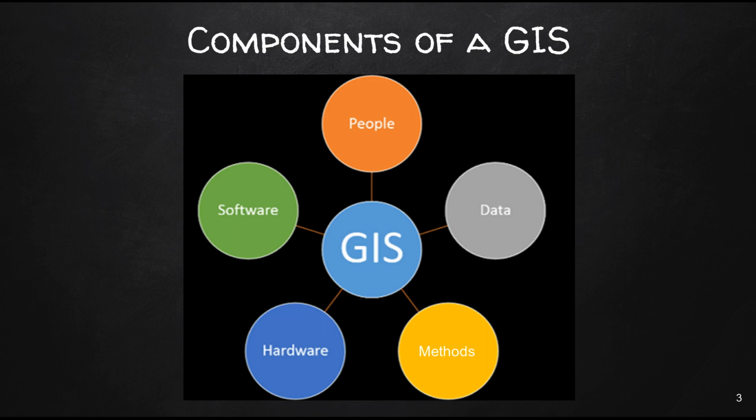So the methods are the procedures followed to answer the questions needed to be resolved. Methods in GIS include how the data will be accessed, how it will be stored, how it will be managed, processed, analyzed, and finally presented as outputs for a particular application.